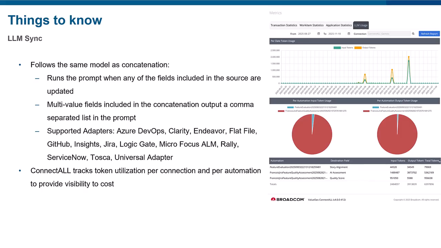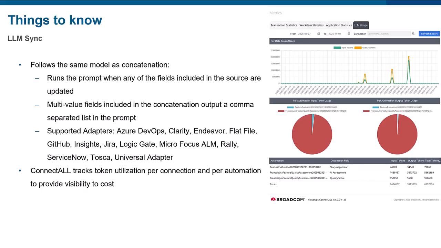Things to know: it follows the same model as concatenation, meaning the prompt runs whenever any of the fields included in the source are updated. Multi-value fields will be included with a comma separated list. We have the same limitations around the supported adapters, which will be expanded in the next release. And then finally, ConnectALL tracks token utilization per connection and per automation to provide visibility to cost.